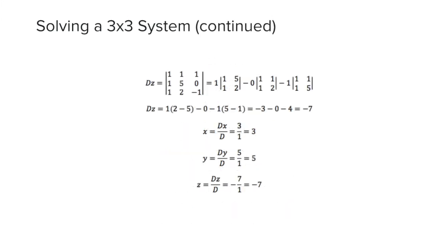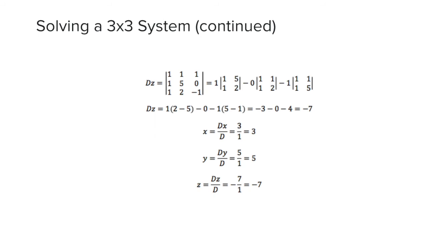So now we're using Cramer's rule again here. X equals dx over d. So x is just going to be 3 over 1, which is 3. Y is going to be dy over d, which is 5 over 1, which is 5. And then z is going to be dz over d, which is just going to be negative 7 divided by 1, which is negative 7. So those are two examples with Cramer's rule. Solving a 2x2 and solving a 3x3 are very similar.